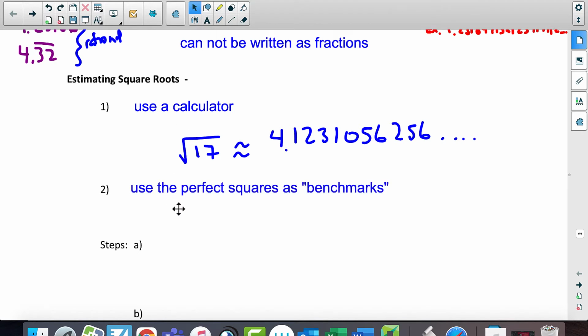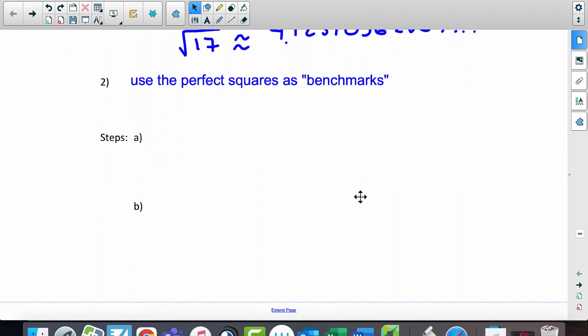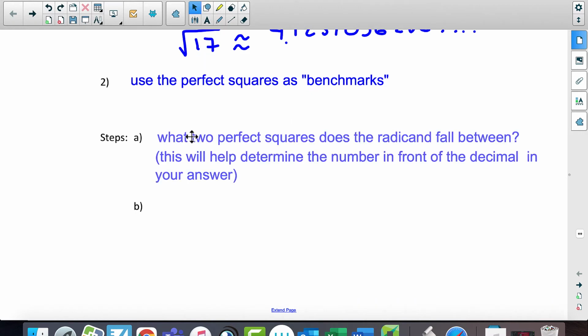You're going to use the perfect squares as benchmarks. You know what a benchmark is? A benchmark is when you compare something to something else. So it's like a standard that you compare to. So you're going to compare these non-perfect squares to the perfect squares. So it's a two-step process. The first step is you're going to ask yourself, what two perfect squares does the radicand fall between?